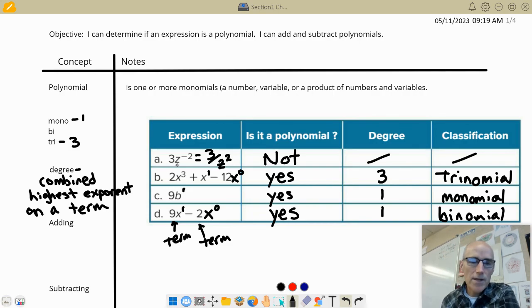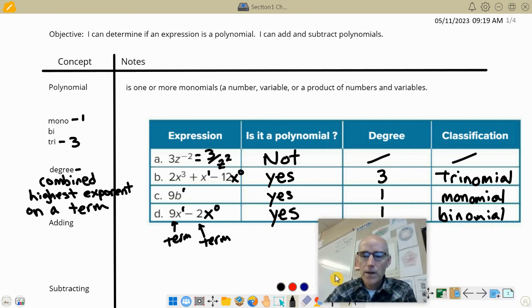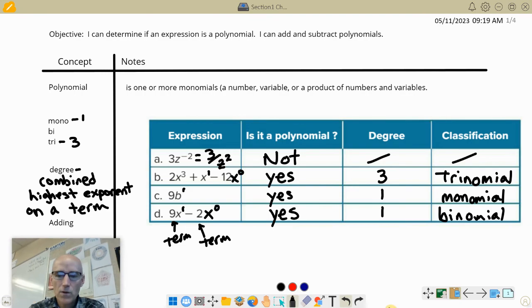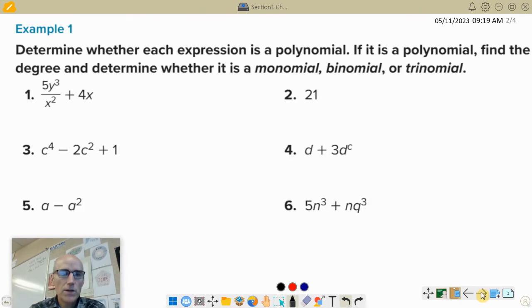Now, why have we stopped talking about example A? Because it wasn't a polynomial, right? So you don't have to worry about degree. You don't have to worry about how many terms it has because it's not a polynomial. All right, so now we're going to talk about how do you add and subtract. Before we do that, let's do a couple quick practice problems that you might see in your homework today. So let me move this over here and let's go to this next page, okay?